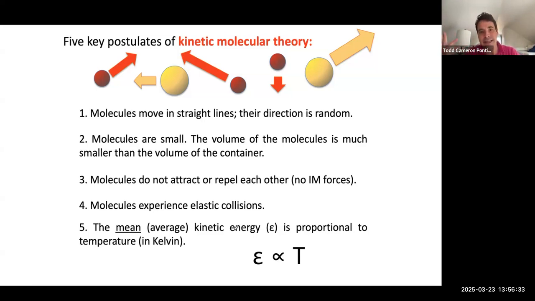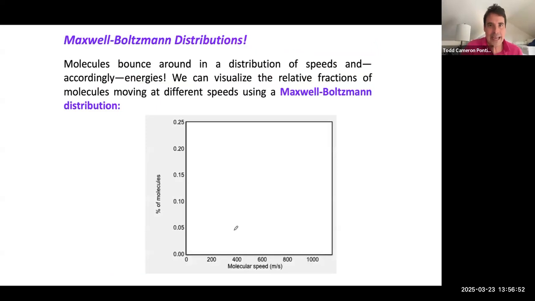Molecules experience elastic collisions, and the mean or average kinetic energy is proportional to the temperature. Basically, you can think of temperature as a macroscopic manifestation of the kinetic energy in a system. Higher temperature means more kinetic energy. Okay. Higher temp, higher kinetic energy.